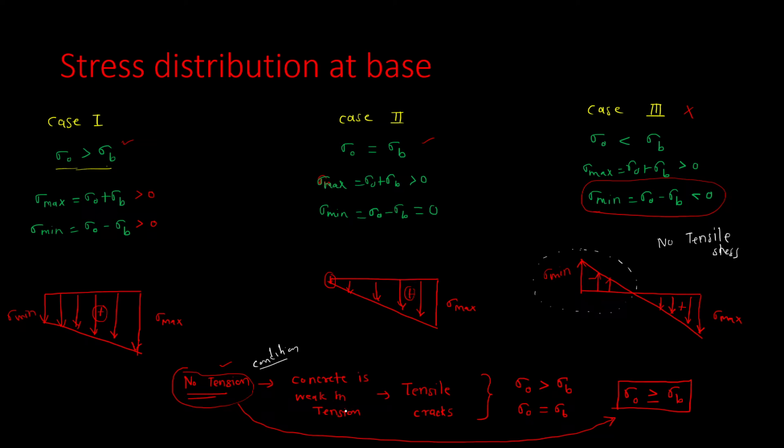We have also seen in the previous class that concrete is weak in tension. If tensile stresses are produced, then tensile cracks will develop in the concrete. So to avoid this, we will be using the no tension condition. That means we will be using case number 1 and case number 2, and we will neglect case number 3. If we combine these two conditions, direct stress greater than bending stress and direct stress equal to bending stress, we get direct stress greater than or equal to bending stress. This condition is called the no tension condition.